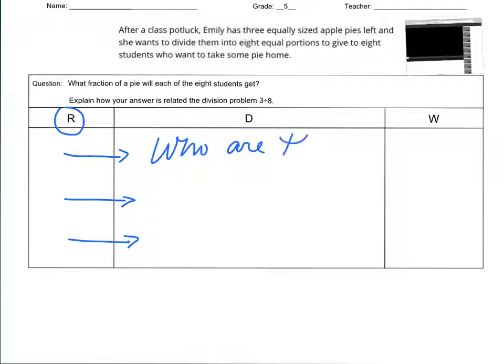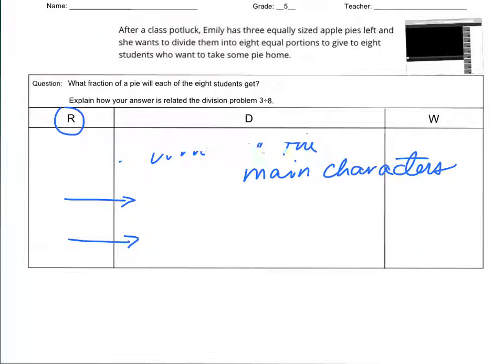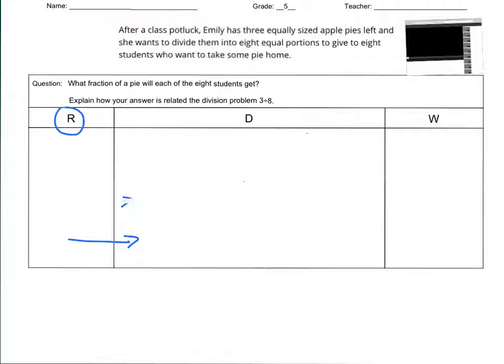Who are the main characters? Identify those now. Now what's important is those main characters have a problem. What is it that you need to do?